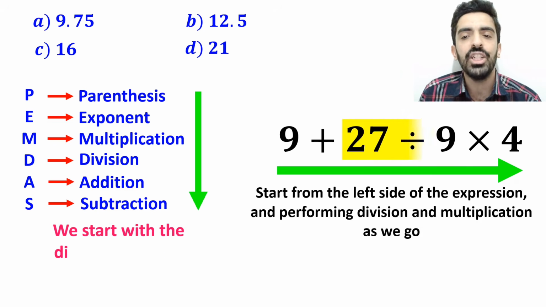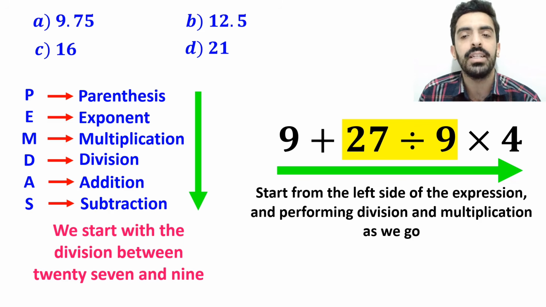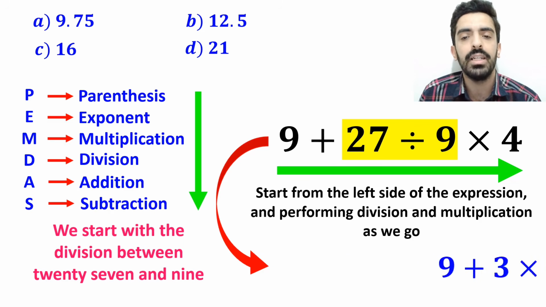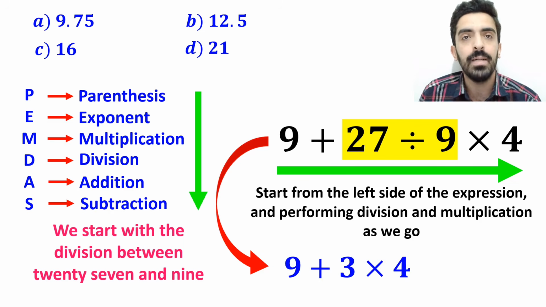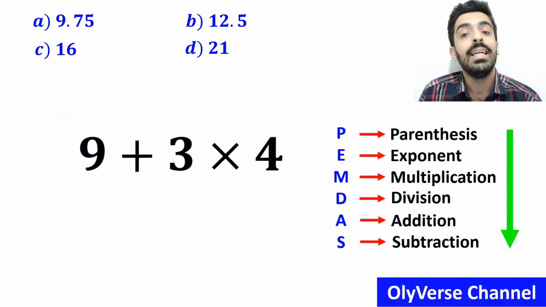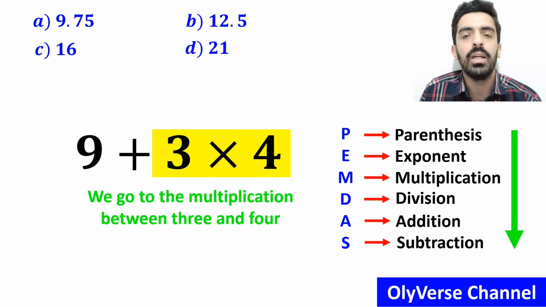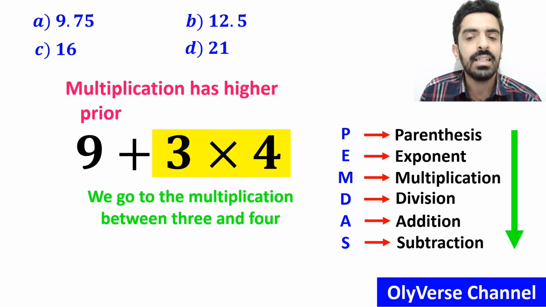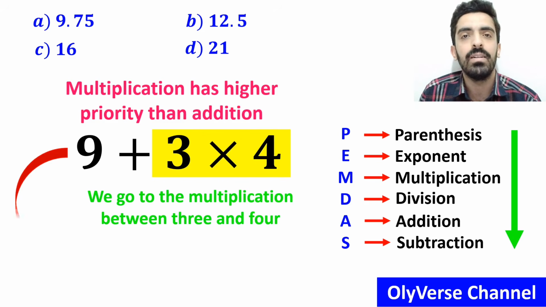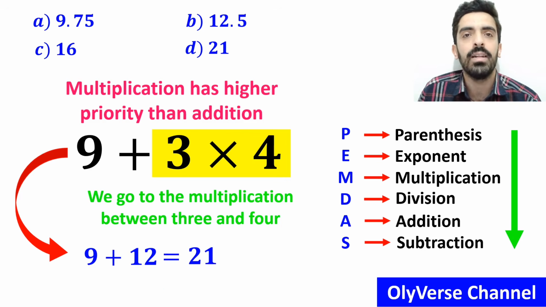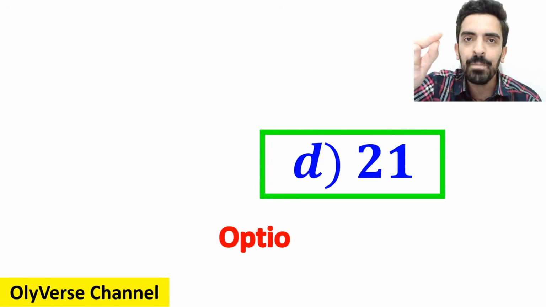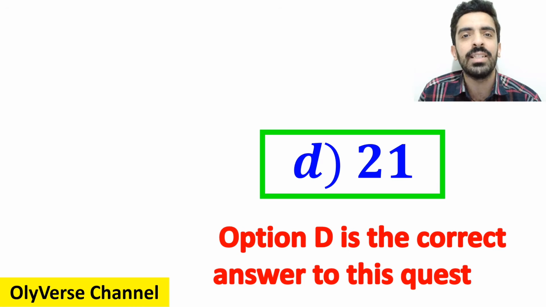So, we start with the division between 27 and 9, and instead of this expression, we can write 9 plus 3 multiplied by 4. And the next step, we go to the multiplication between 3 and 4, because multiplication has higher priority than addition. So, this expression simplified to 9 plus 12, which ultimately gives us the answer 21. Therefore, option D is the correct answer to this question.